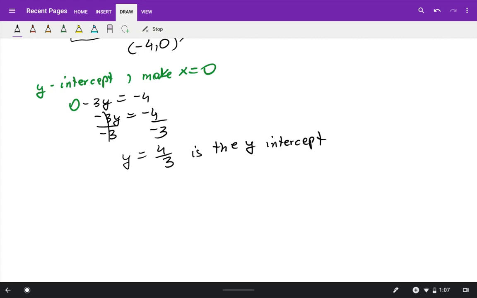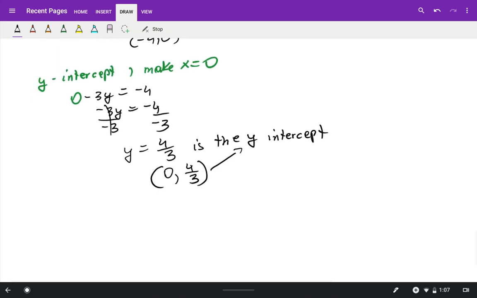And again, sometimes they want you to put the solution using ordered pairs, which means 0 comma 4 over 3 is the y-intercept. Okay? And when you have the x and y-intercepts, it's super easy to graph.